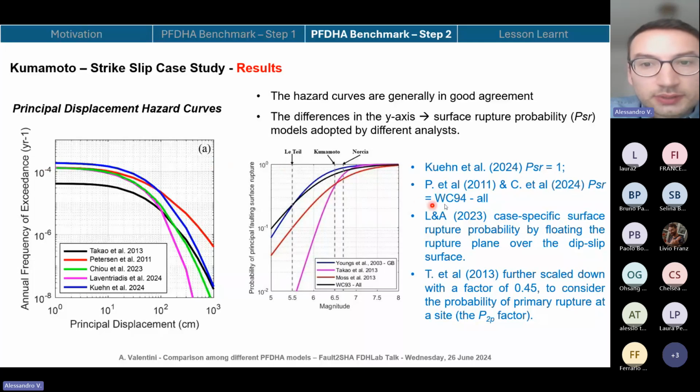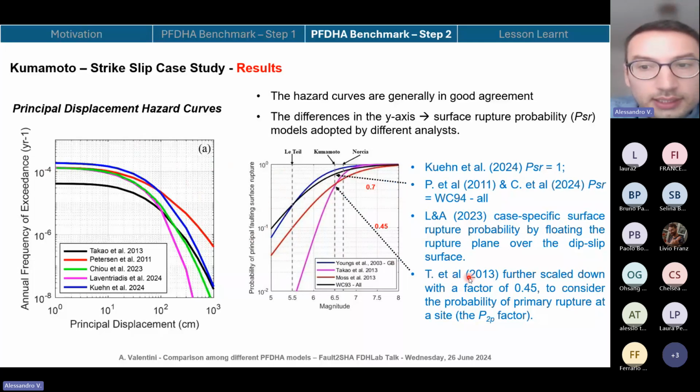Petersen, Chu et al. used the Wells and Coppersmith 94 for all kinematics, and for a magnitude 6.5, this probability is around 0.7, 70%. Lavrentiadis et al. use a case-specific surface rupture probability by plotting the rupture plane over the deep slip surface. It's not plotted in this graph.